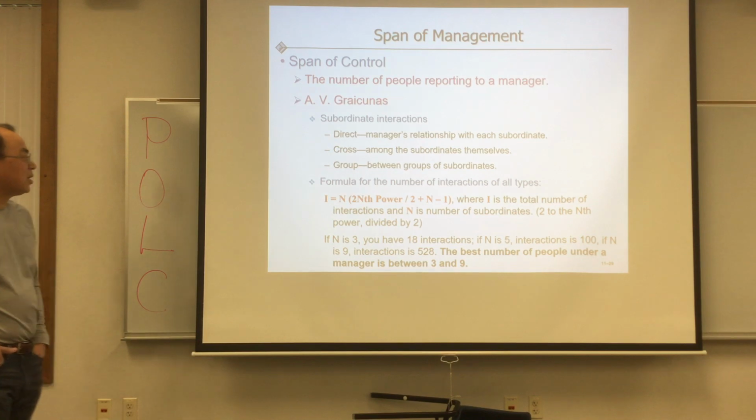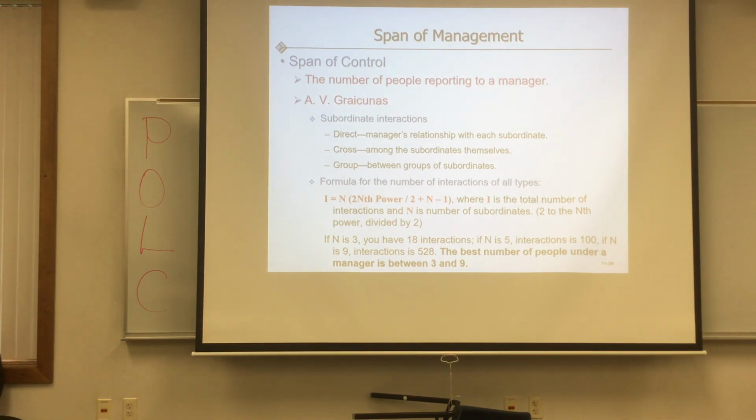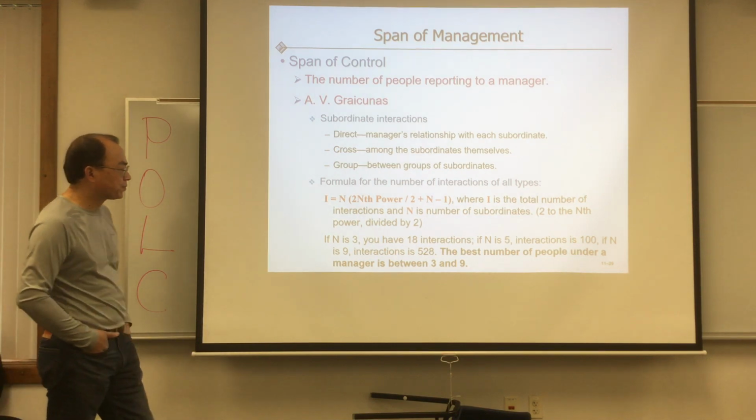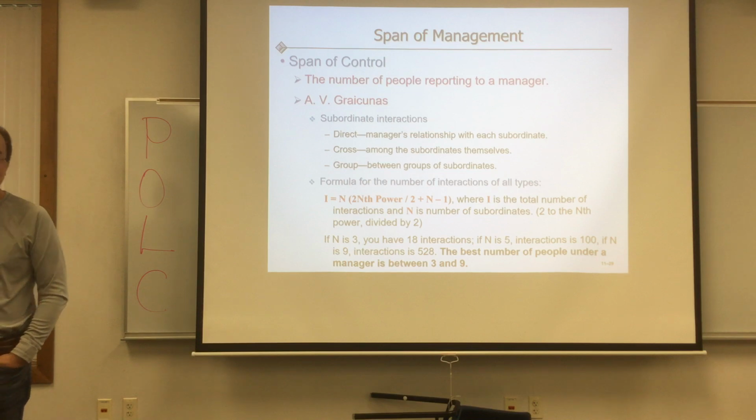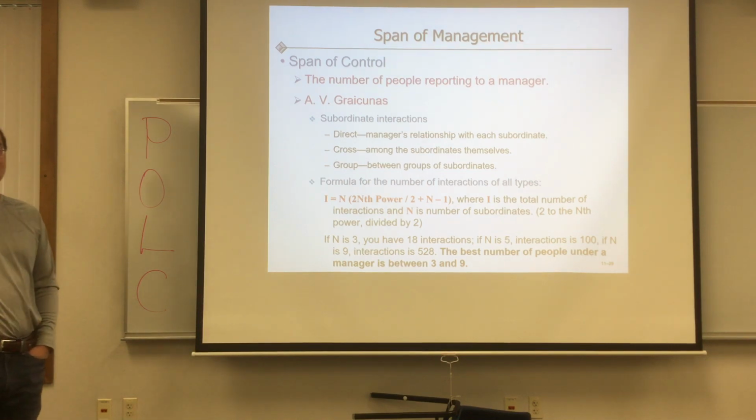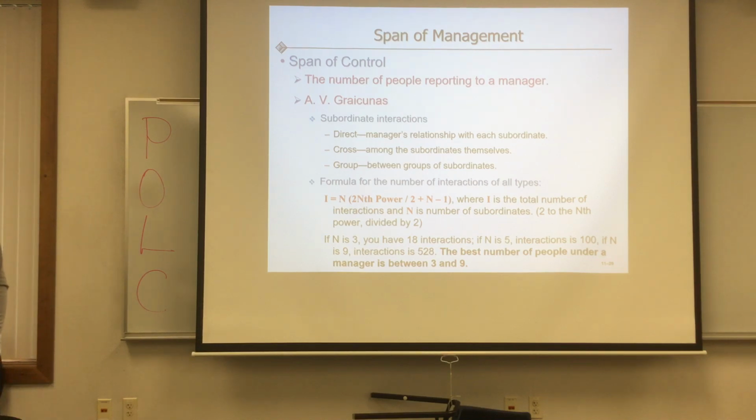But Ruckinus suggested, based on his research, that the best number of people under a manager is between 3 and 9. Not more than that. It's not the more the better. Nobody can manage 50 or 100. When I said I managed a lot of people in China, I had VPs under me, and I held them accountable. Yeah, and I was just so busy.